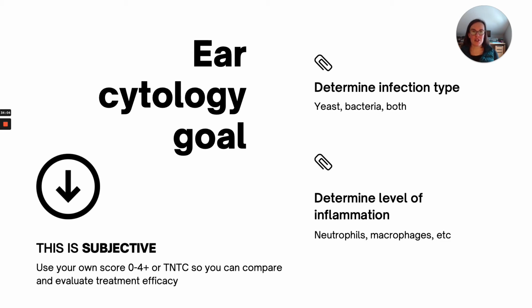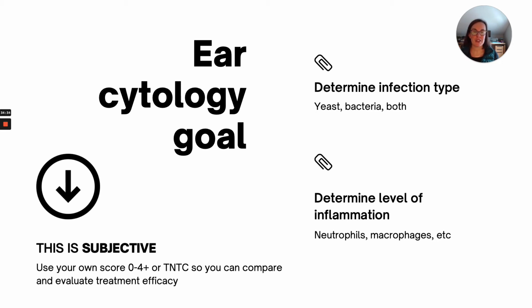Your goal is to determine the infection type. So when I do ear cytology, I'm really just asking myself, is this bacteria, is this yeast, or is this both? And then I also want to determine the level of inflammation. So are there neutrophils present? Are there some macrophages? Is there any other type of cell here that's indicating to me that there is a lot of inflammation present? Because the presence of inflammation is going to change your general direction of how to treat your ears, because again, you want to make sure that you're addressing that inflammation as well as the infection.